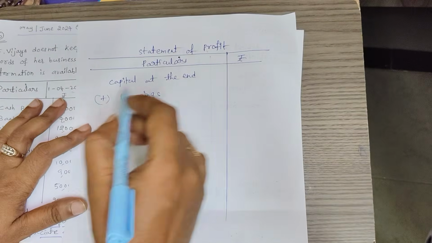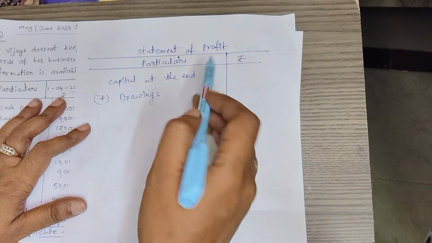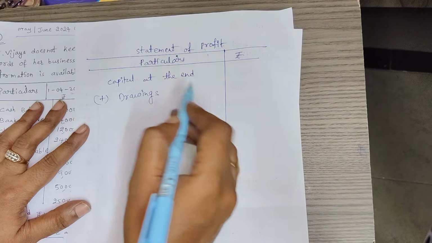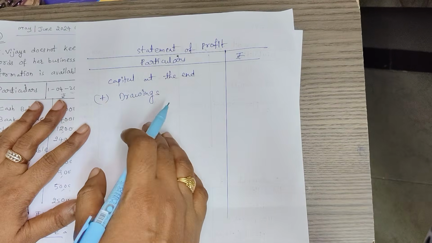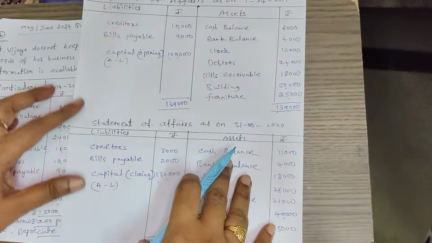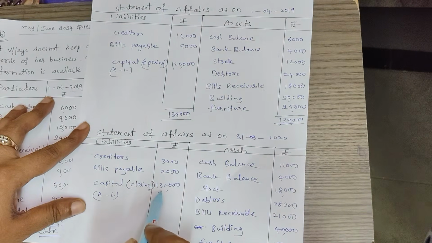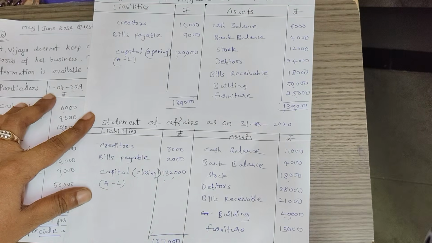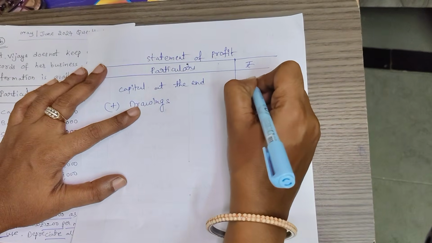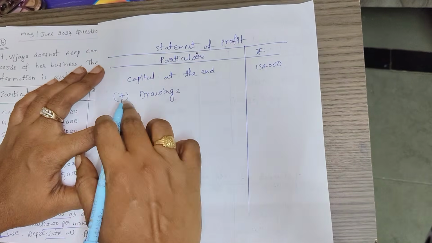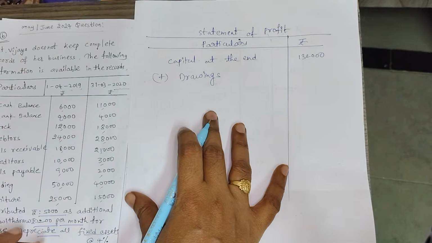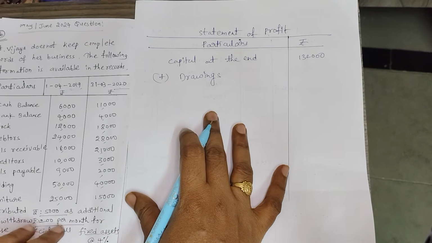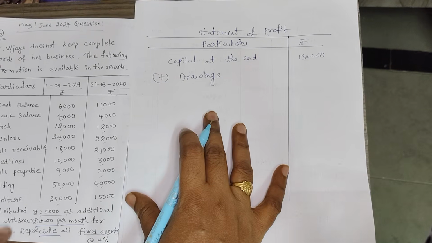Okay. So here we require to calculate statement of profit with the help of opening and closing capital. Okay. So first we required capital at the end is nothing but closing capital. So where it is? Already we calculated, yes. Here we have opening capital, here we have closing capital. So with the current year details, we calculated closing capital 1,32,000. So 1,32,000. Drawings. Is there drawings in the question? Here we have additional information, yes. She contributed 5,000 as additional capital and withdraw 1,200 per month for personal use. So personal use is nothing but drawings only.